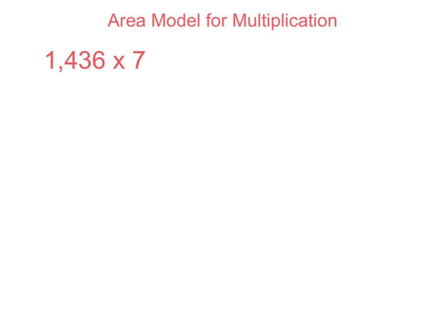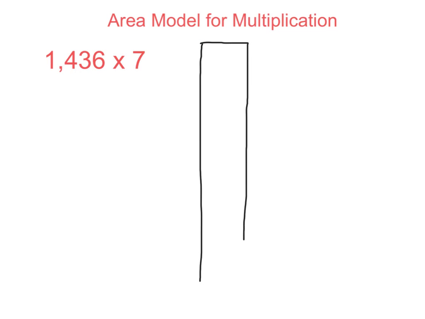I know that 1,436 is much larger than 7. So one side of my rectangle is going to be a great deal larger or longer than the other side. Again, it's not perfectly to scale, but it's evident that 1,436 is larger than 7. I like to write the dimensions of the rectangle down here. So the larger side is 1,436, and then the smaller side is 7.